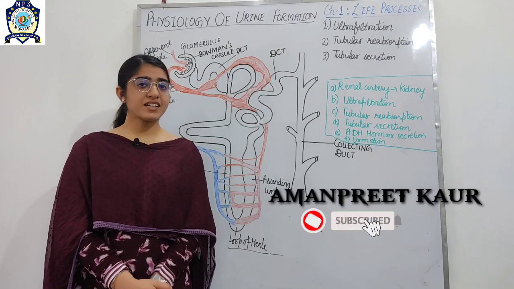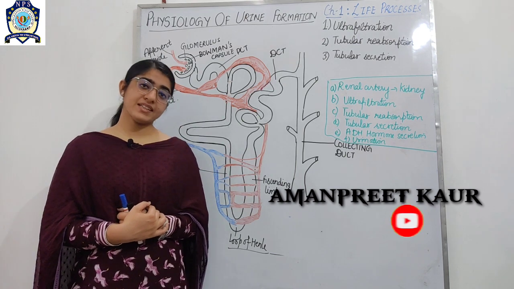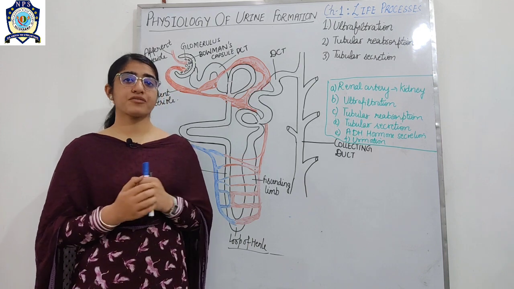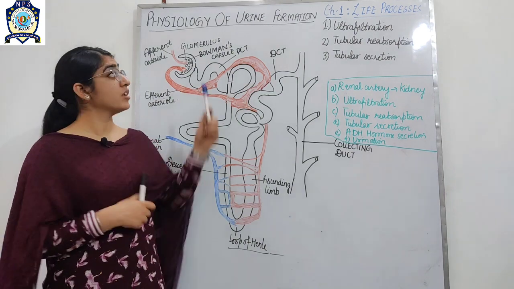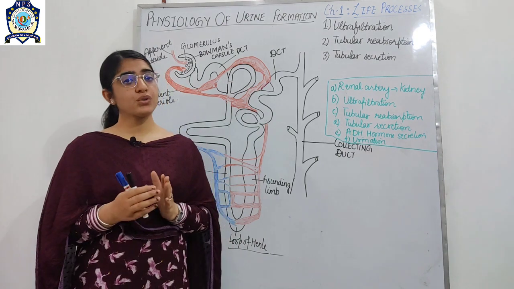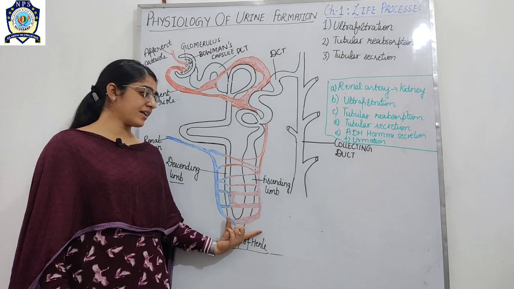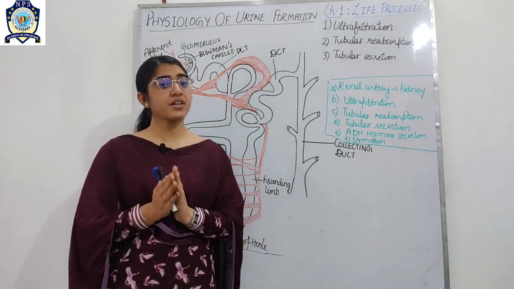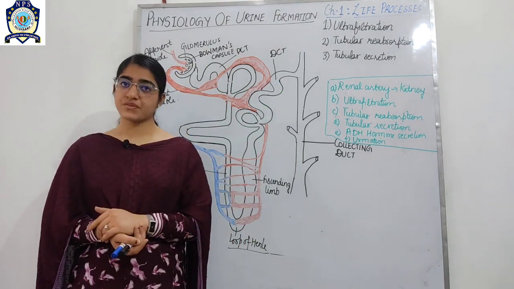Hello everyone, welcome back. As in the previous class, we discussed the internal structure of the kidney, in which we studied the nephron, which is the functional part of the kidney. Today in this class, we will be discussing the physiology of urine formation, that is, how urine is formed. As you can see, I have drawn the diagram of the nephron, and in the previous class we discussed the different components of the nephron. So today I will tell you how urine is formed.